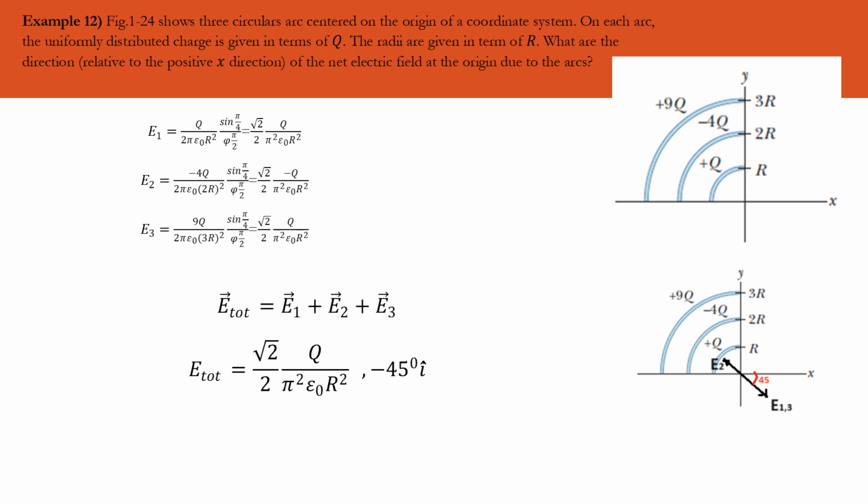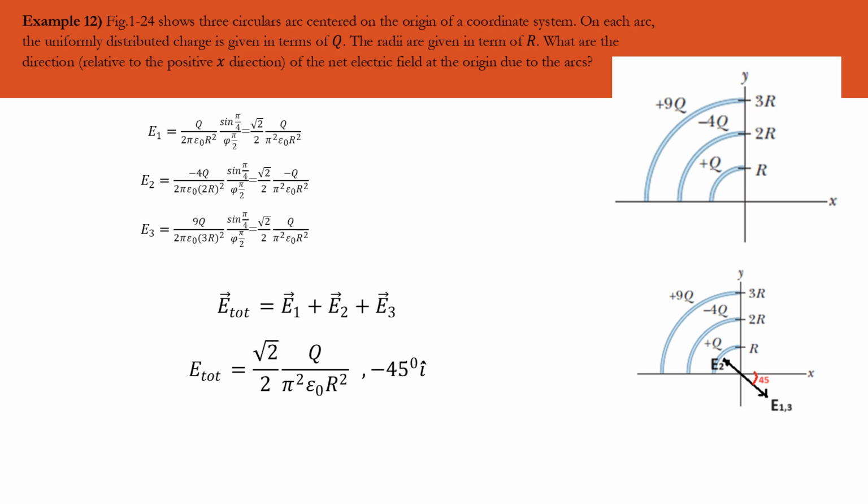The second one, which is concentric, meaning all of them have the same center, has radius 2r. It contains the total charge minus 4q. Number 3: the radius of this arc is 3r and it has total charge positive 9q.